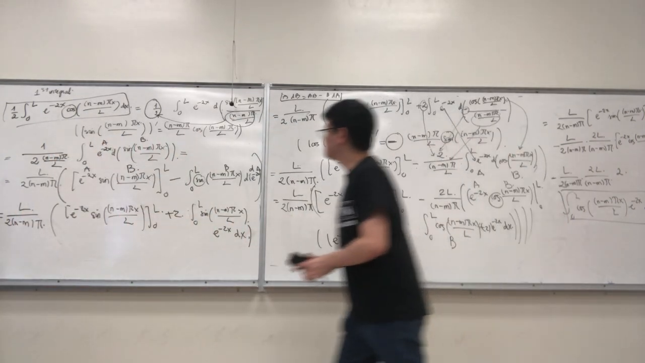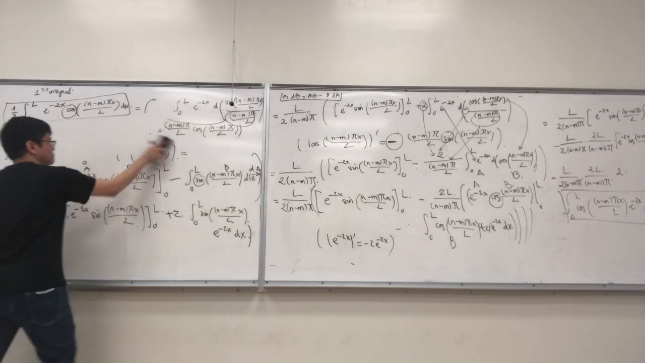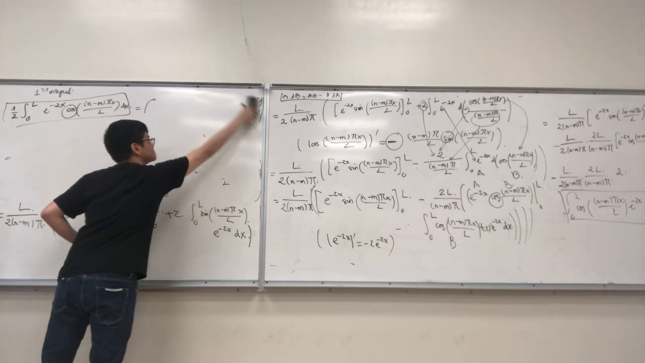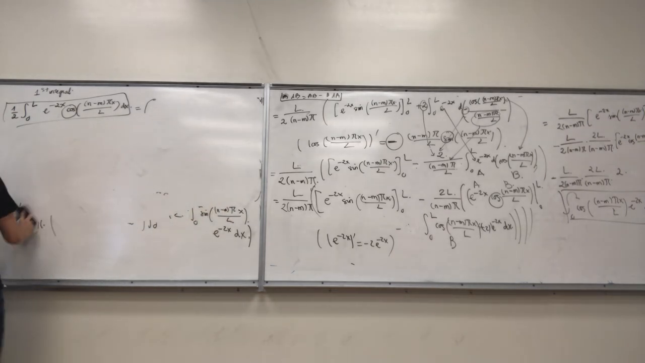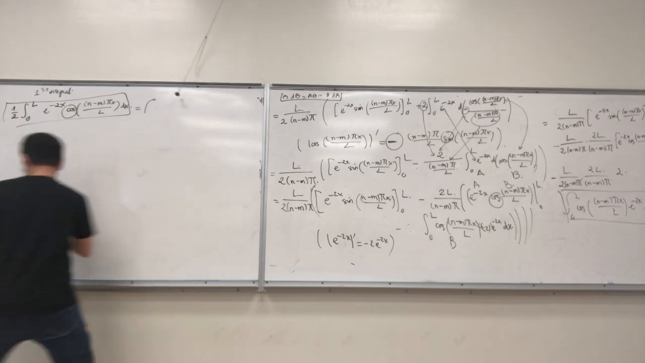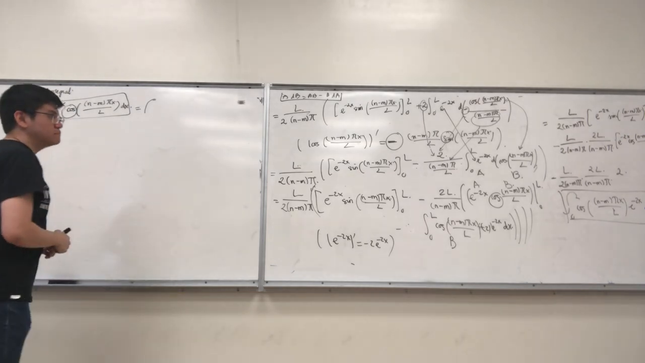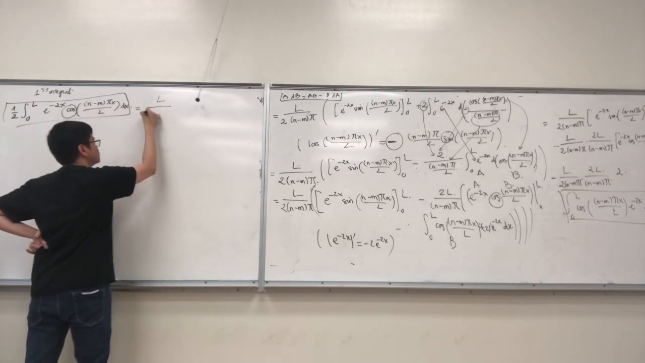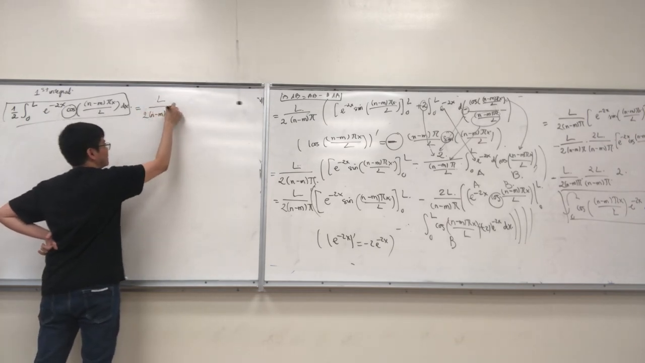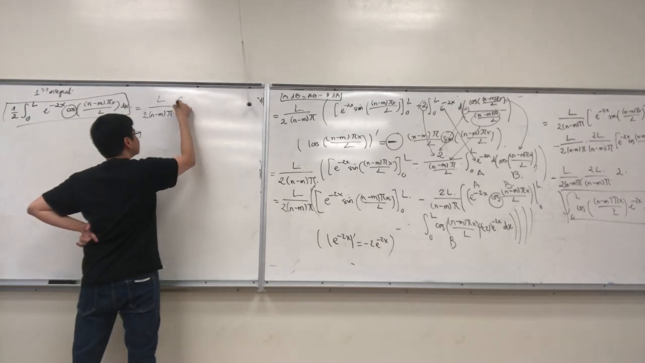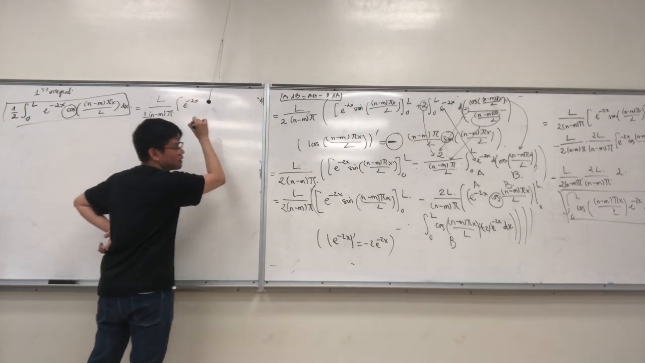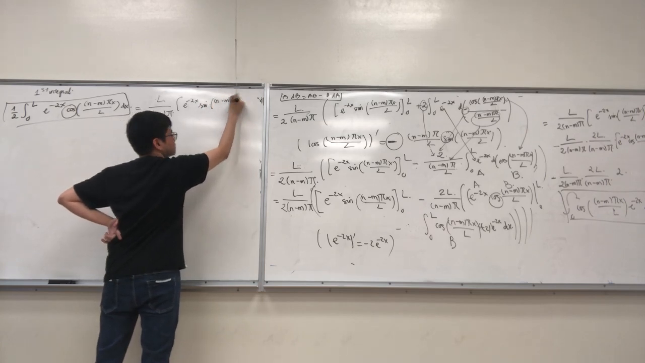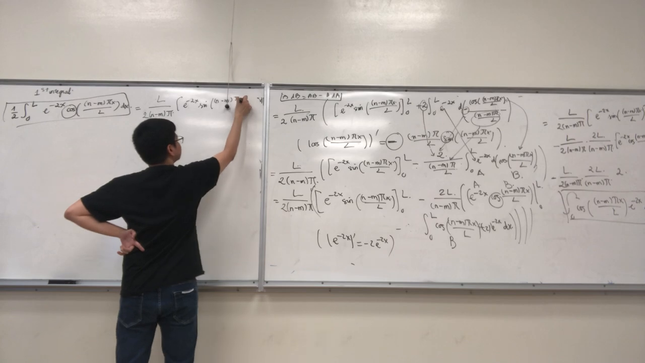All right, so I'm going to have L over 2(n minus m pi), exponential minus 2x, sine of (n minus m pi) x over L.